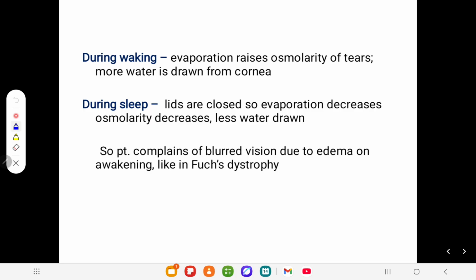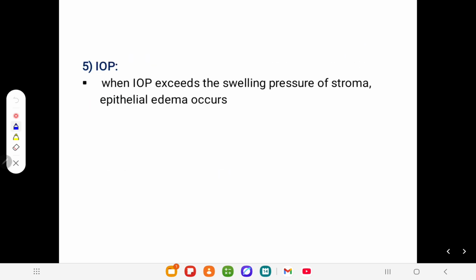So during waking, evaporation raises the tear osmolarity and more water is drawn from the cornea. And during sleep, lids are closed, so evaporation decreases, osmolarity decreases, and less water is drawn from the cornea, isn't it? So the patient complains of blur due to edema on awakening, like in the case of Fuchs dystrophy, not in normal patients. A normal patient is completely okay. Yes, the cornea swells approximately 4% every night when we sleep, and then it comes back to normal within 1 hour of awakening. And when IOP exceeds the swelling pressure of the stroma, then epithelial edema occurs.